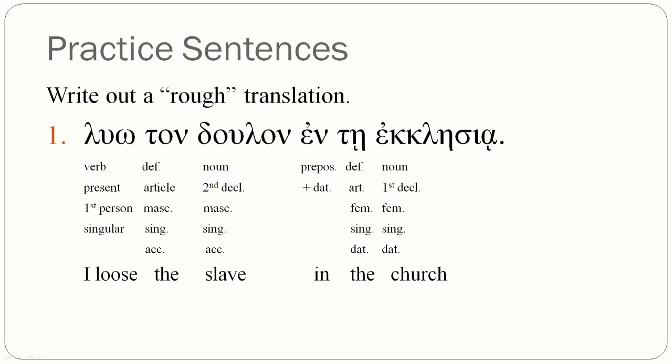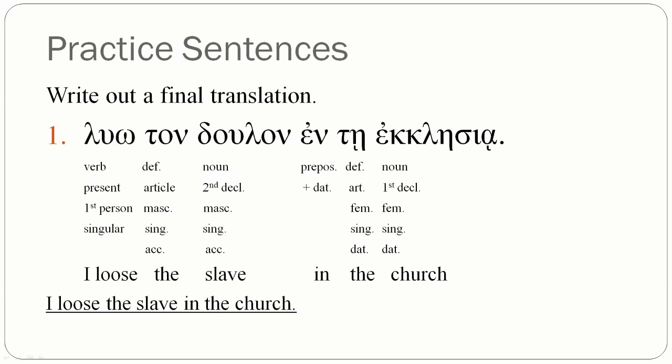So your basic sentence here is, I loose the slave. Luo ton doulon. Then en te ecclesia tells you a bit more about the slave and also about the loosing. Where did this loosing of the slave happen? I loose the slave in the church. And then the last thing that you need to do is just write out a final translation, and there you have it.